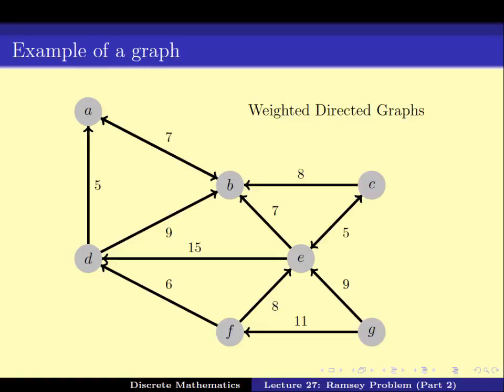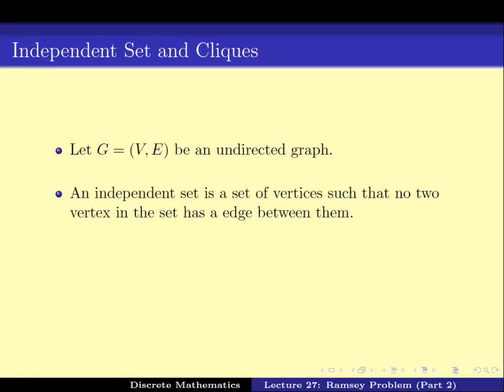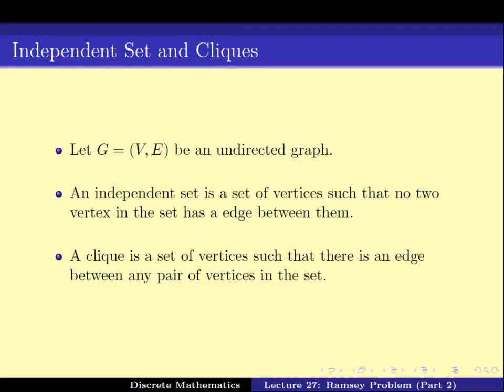In the last video, we also looked at some other definitions in graph theory. In particular, we looked at the independent set and clique. So what is an independent set? An independent set is a set of vertices such that no two vertices in this set have an edge between them. And a clique is just the opposite of it. Namely, a clique is a set of vertices such that between any pair of vertices in this set there is an edge.